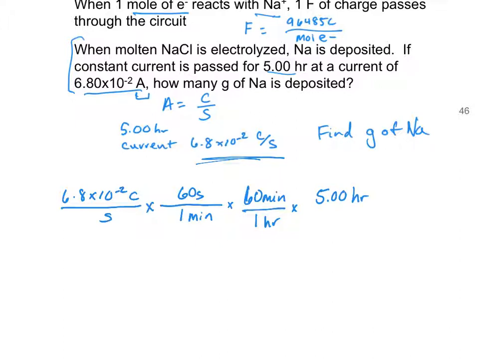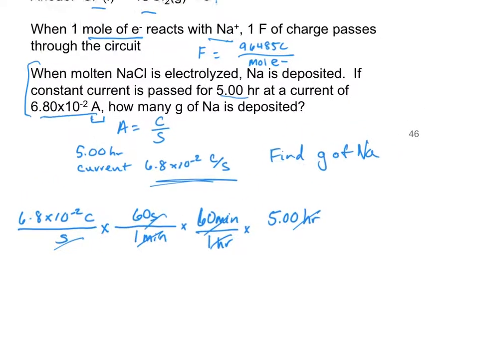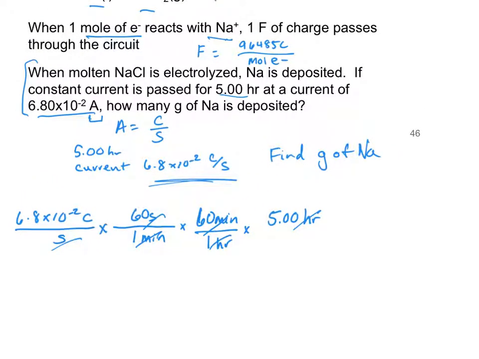So from this, we're able to figure out how many coulombs we've used. But that's not what we want. We want to find grams of sodium. So we can use our Faraday constant, 96,485 coulombs per mole of electrons. So coulombs was in the numerator, we're going to put that in the denominator.